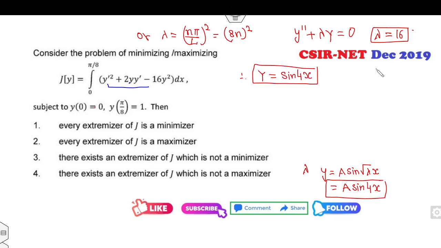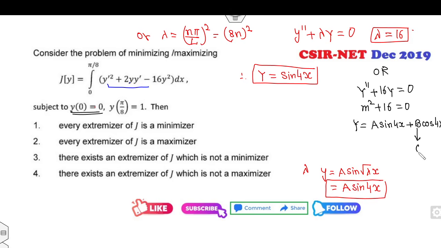Fine. Otherwise, there is one more way, because we know this is the equation we have obtained. So I can solve the equation by the auxiliary equation. So your solution will be a sine 4x plus b cos 4x. Now y of 0 is equal to 0. That means b will be 0. Y of pi by 8 is 1. That means a will be 1. Again you will get the same solution.